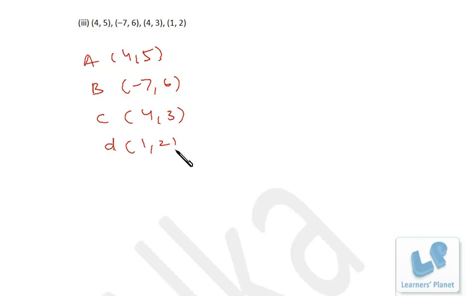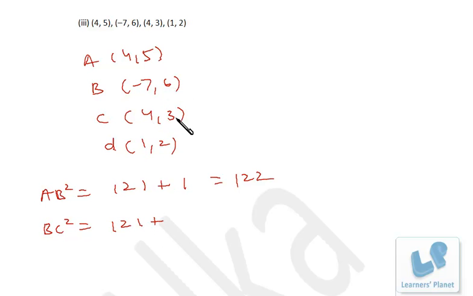Now similarly we see this, A 4, 5, B minus 7, 6, C 4, 3, and D 1, 2. So we calculate AB square, so that is 4 plus 7, that is 11 square, 121, plus 5 minus 6, that is 1 square, so that is 122. Similarly BC square is equal to minus 7 minus 4, so that is 121, 6 minus 3, that is 3 square, that is 9, so it's 130.